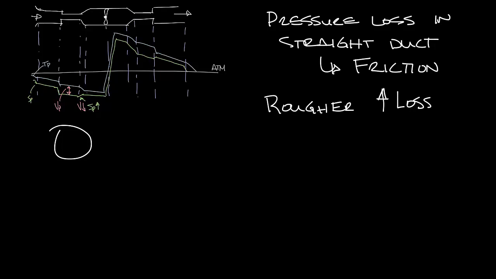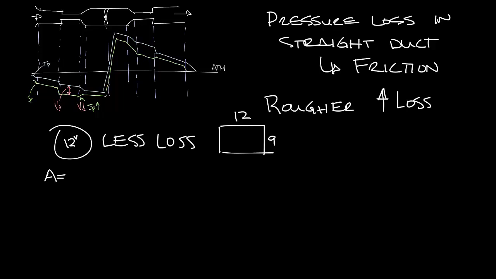As far as the shape of the duct goes, round ductwork will have less pressure loss than rectangular ductwork because there's less surface area. So if you look at this round duct and say it's 12 inches and this is 9 by 12 inch rectangular duct, the area of this 12-inch round duct is pi r squared, about 113 square inches. The circumference of this is 2 pi r, and that comes out to be about 37.7 inches.